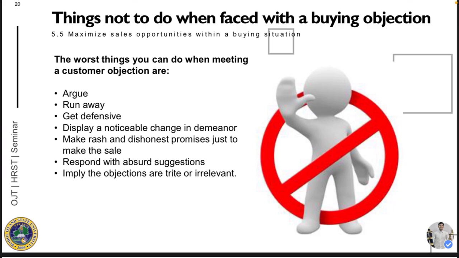Dili ta magsuko-suko, dili ta mag sapot-sapot. Second, run away. The worst, run away. That is, stop trying to sell. Third one, get defensive. Display a noticeable change in demeanor, including speech and particular non-verbal communications.